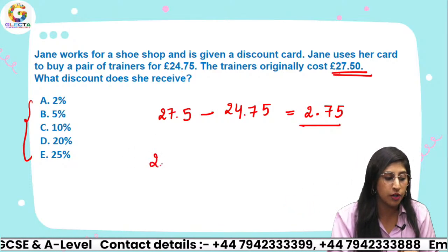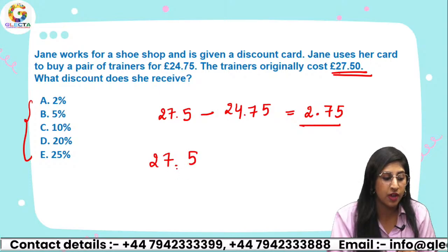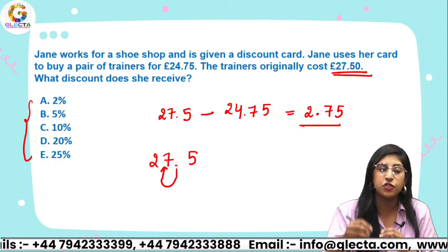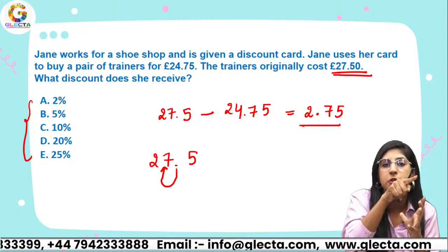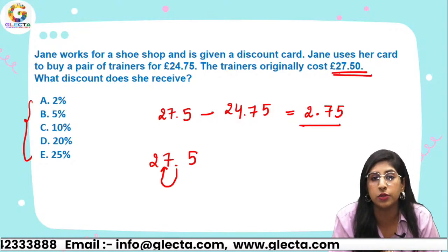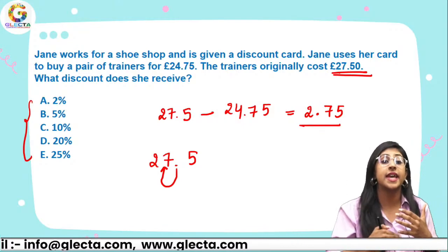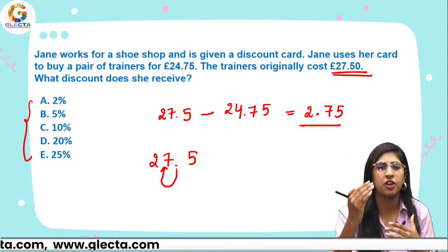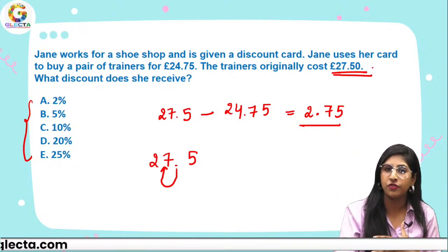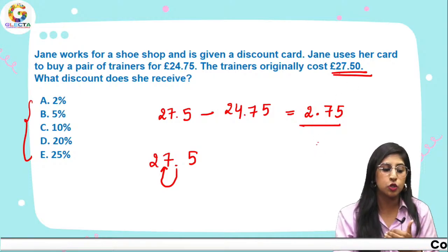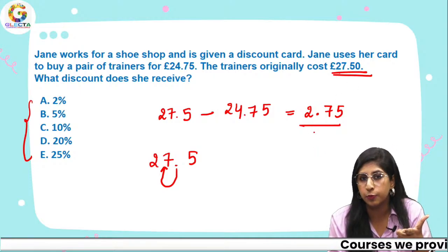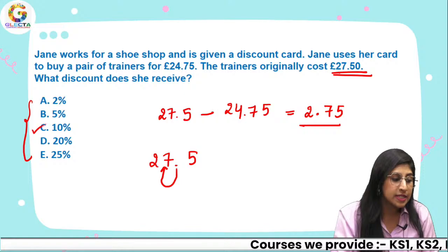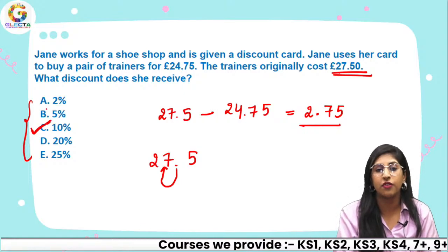What is happening over here? We had 27.5 as the original amount. I have just shifted the decimal one position to the left. When do we do that? When we are calculating 10%. It's a very clear observation. 27.5 original price, 2.75 discount. So of course 10% is the correct answer.